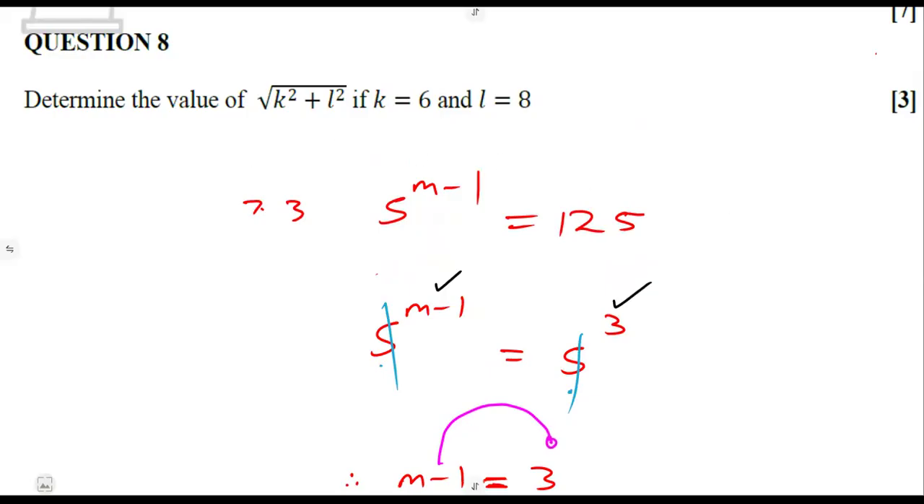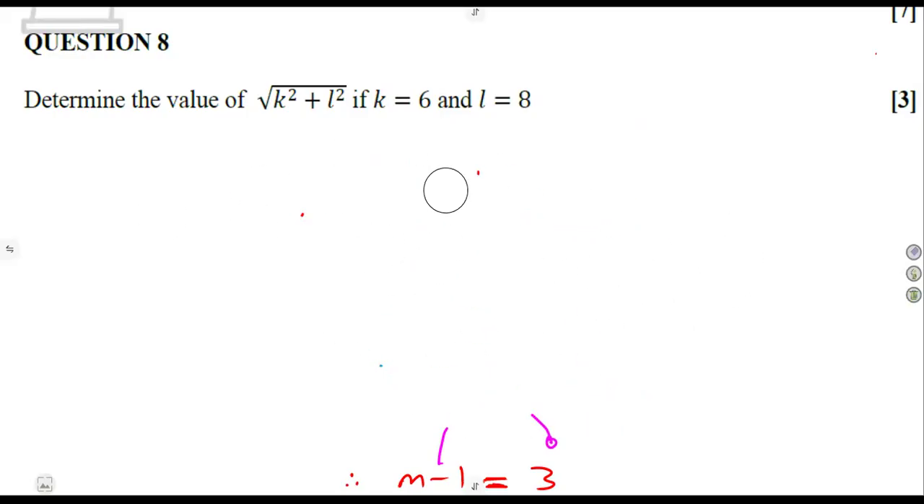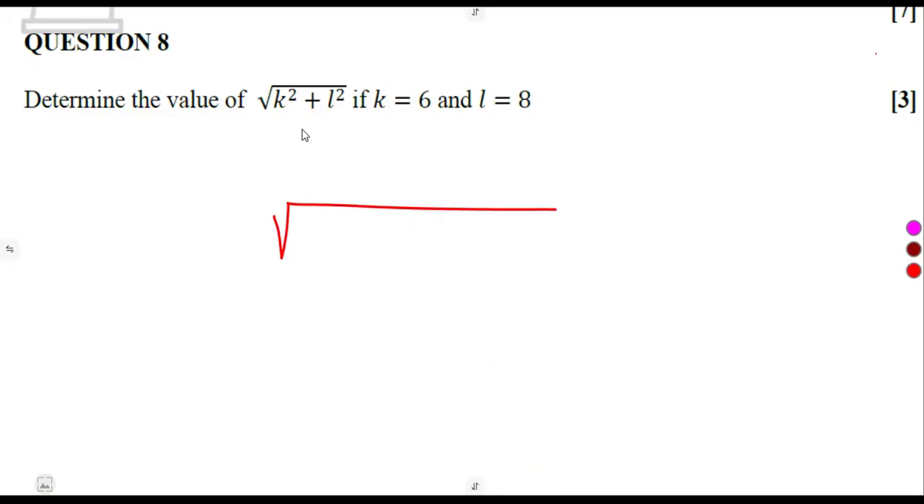Determine the value of this on question number 8. If k is equal to 6 and L is equal to 8. So this is the square root. In place of k, put a 6. That's what they say. So it's 6 squared plus L squared. In place of L, put 8. 8 squared.